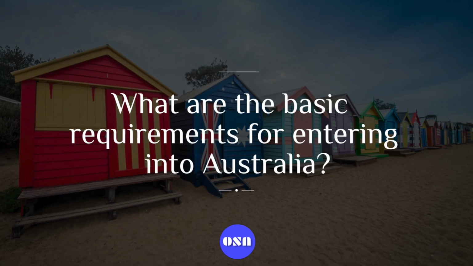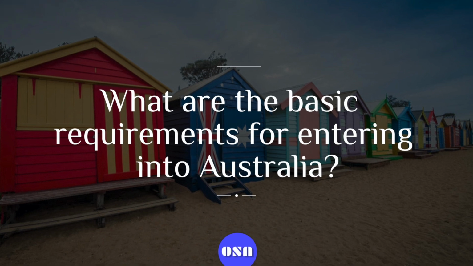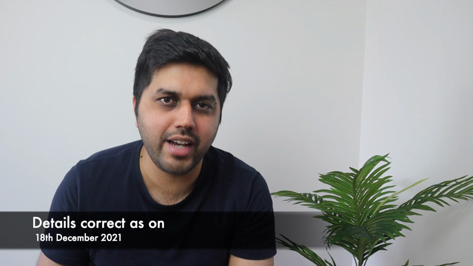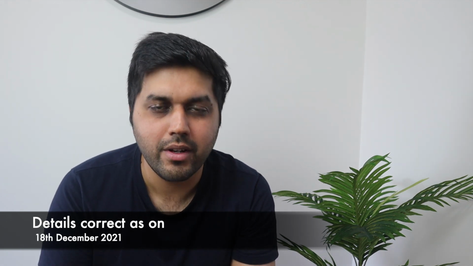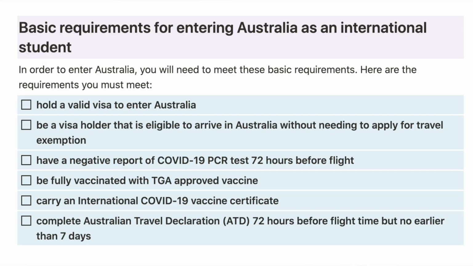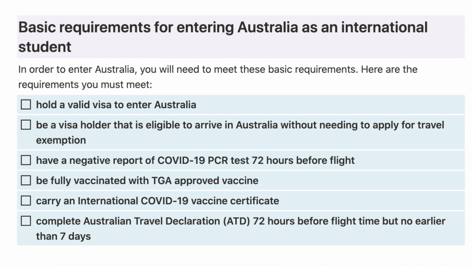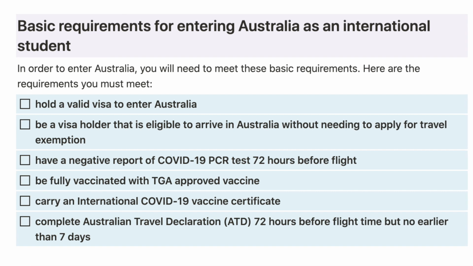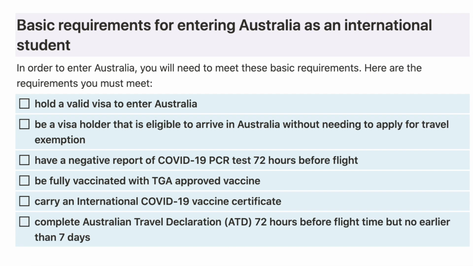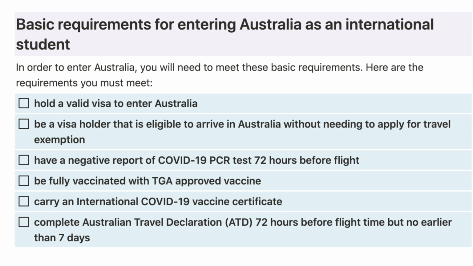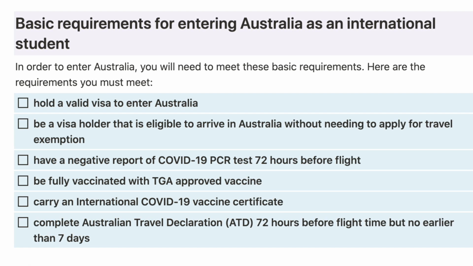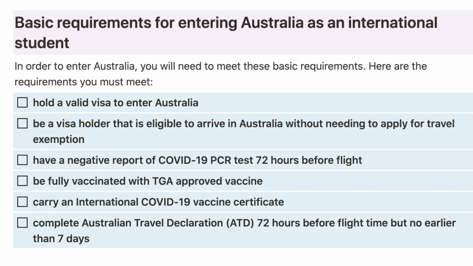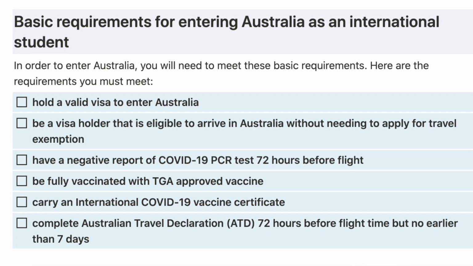Now, first things first, when you're entering Australia, there are some common requirements that you must meet, which are pretty standard for every single international student who's coming to Australia. So what are these requirements? First, you must have a valid visa to enter Australia. The second is that you are eligible to come to Australia without needing to apply for an exemption, which is, if you are a student visa holder, you are eligible to enter Australia without needing to apply for an exemption. Have a negative report of a COVID-19 PCR test within 72 hours of your flight.